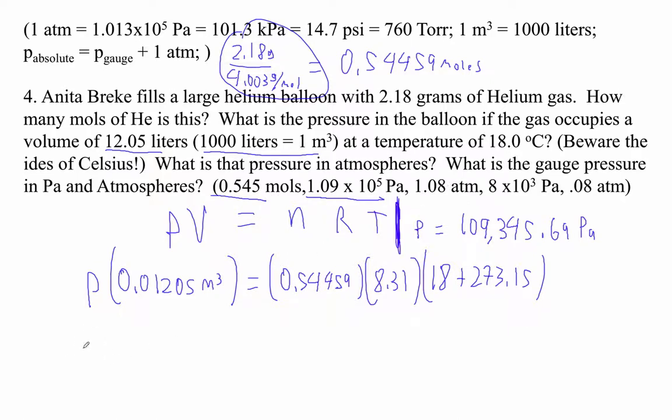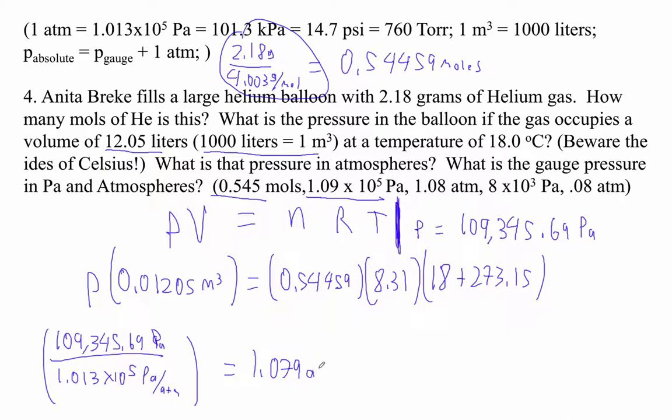Then it says, how much is that in atmospheres? So let's turn it into atmospheres. So let's go 109,345.69 divided by 1.013 times 10 to the 5th. This is pascals per atmosphere. Oops, this is pascals, right? Notice if we divide pascals by pascals per atmosphere, we'll end up with atmospheres. There's no need to multiply by another thing here. So we're going to divide by 1.013 E5, and I get 1.079 ATM.